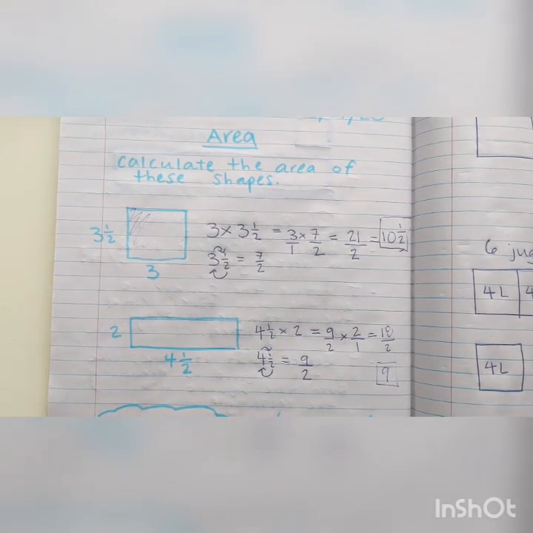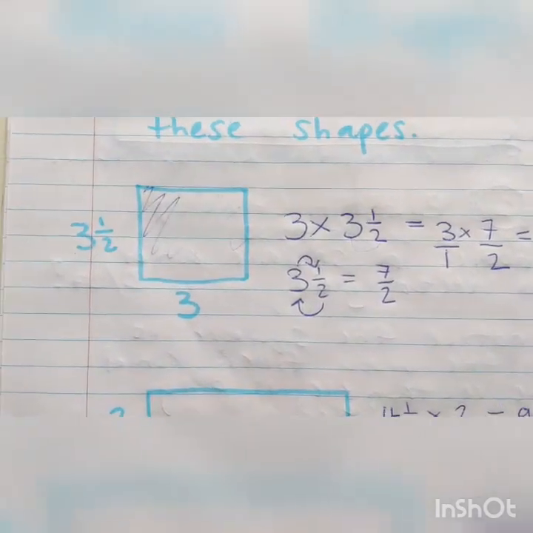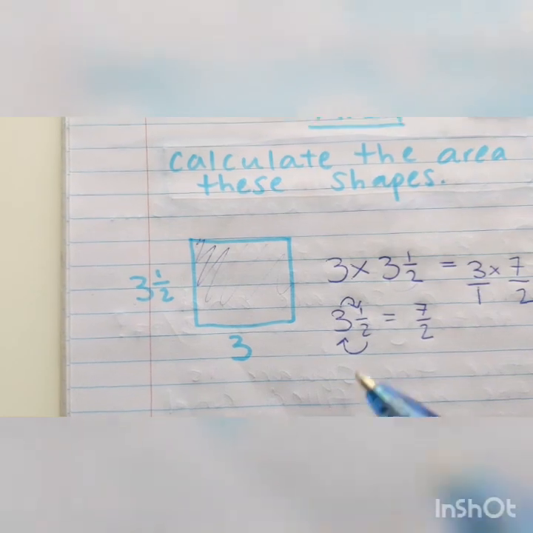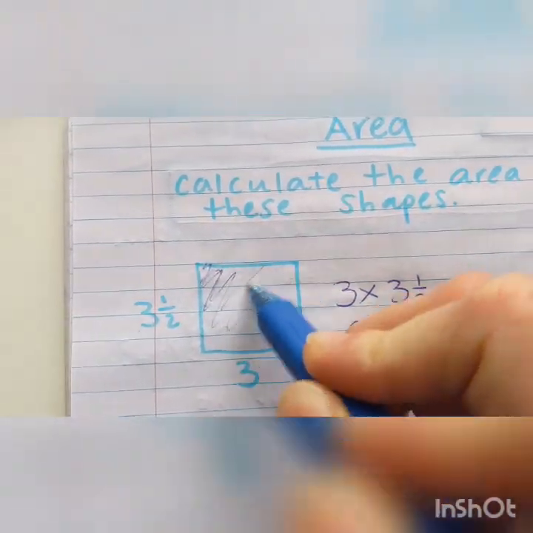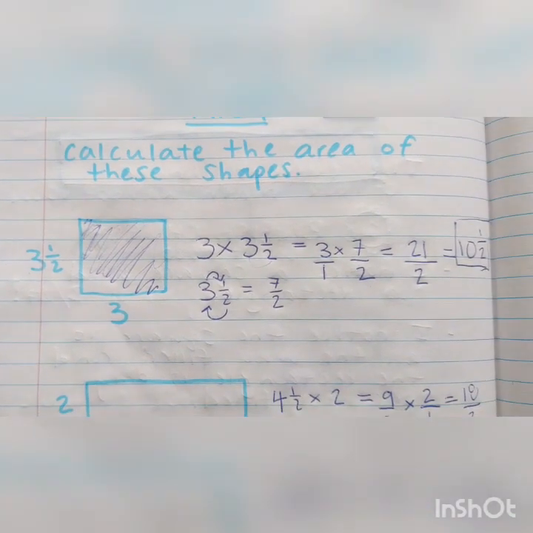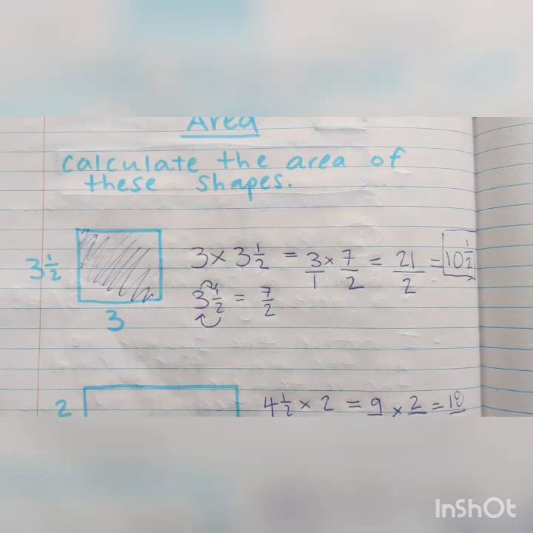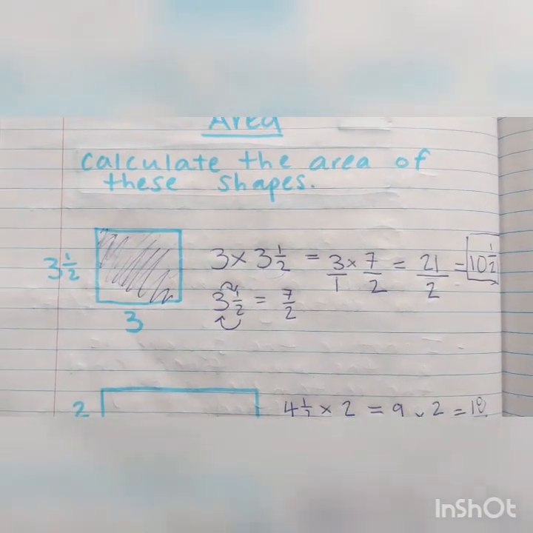All right, it is now time to check our work. So when we calculate the area, again, that's talking about the space that is inside the shape. So for the area, we're multiplying width times height. The thing that's tricky about these problems is that I included mixed numbers.